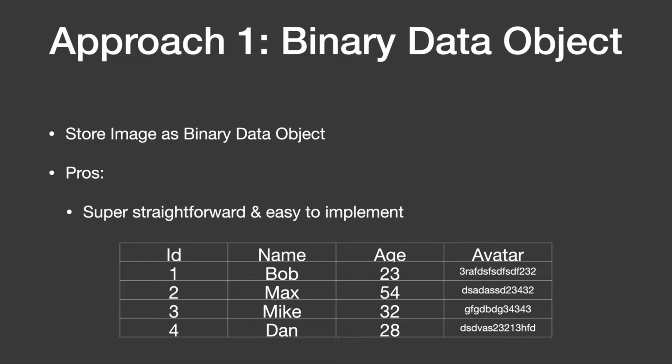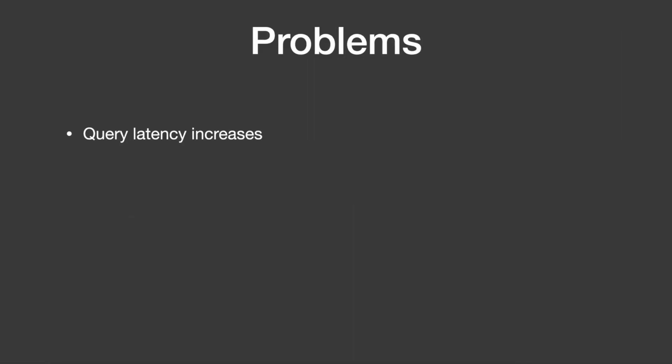But unfortunately, that's where the pros end pretty much. This approach, even though it's the most simple, comes with the most number of problems. So the first problem is doing things this way, your query latency is going to increase by a lot. That's because every row in your table has one column, which is the whole data object. So that is going to be significantly larger than typical text data or number data. So every time you look at a row, your query is going to take longer because it needs to retrieve the whole image data blob from the database, which is very expensive.